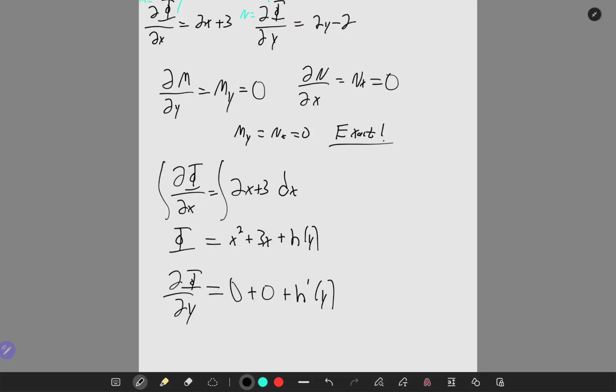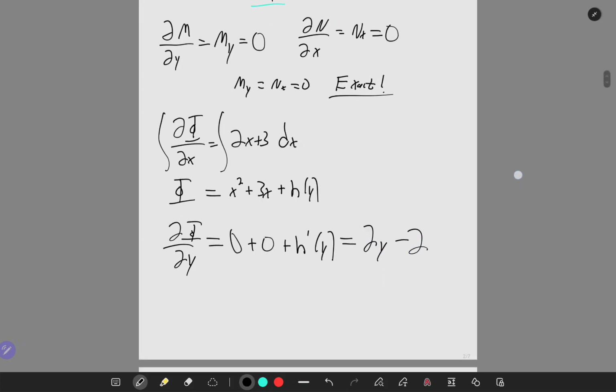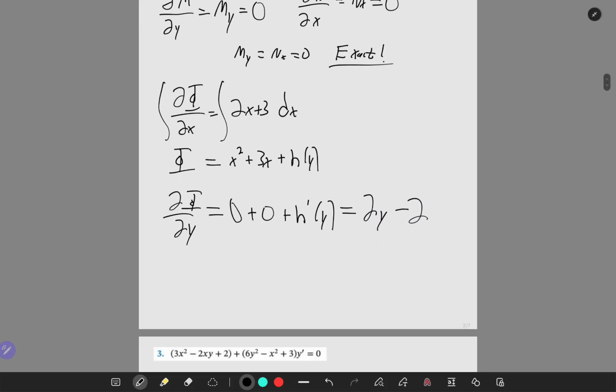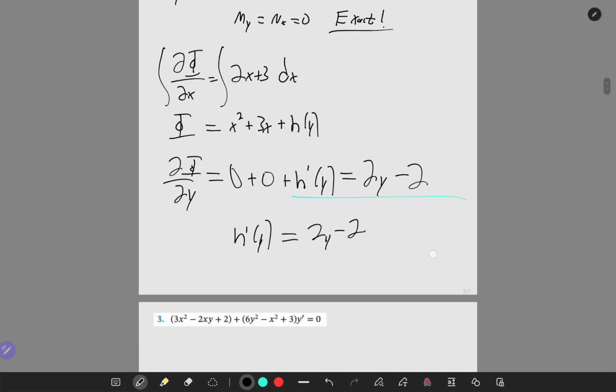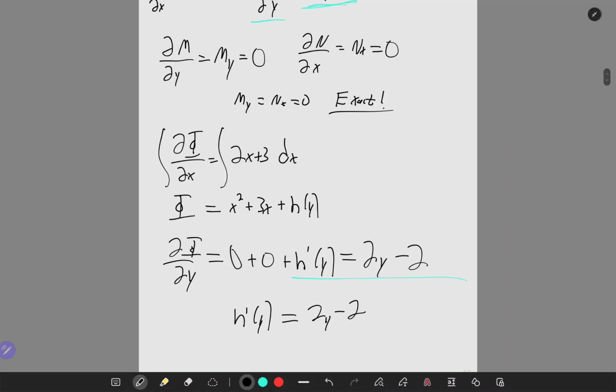Now we're going to set this equal to this right here, because we know that this partial phi with respect to y is equal to 2y minus 2, right? So this is also equal to this. So it tells us that h prime of y is also equal to 2y minus 2. So now we can rewrite this. We can just focus on this right here. So we have h prime of y is equal to 2y minus 2. Okay, I'm going to need another page here, actually.